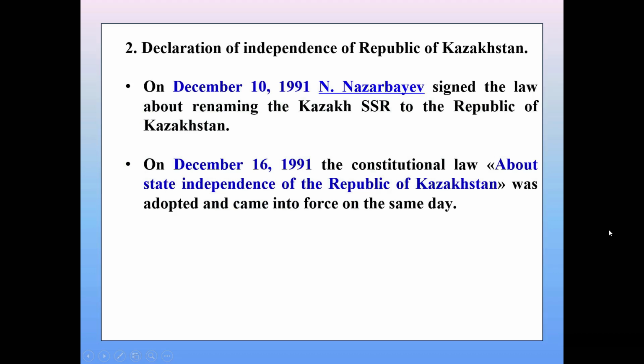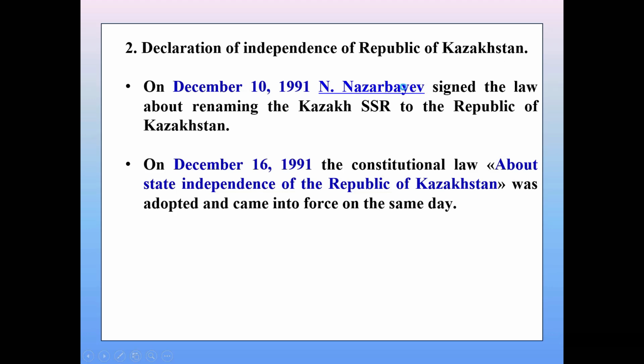So, one of the countries that emerged from the Soviet Union has been Kazakhstan. On December 10, 1991, Nursultan Nazarbayev signed the law about renaming the Kazakh Soviet Socialist Republic to the Republic of Kazakhstan. On December 16, 1991, the constitutional law about state independence of the Republic of Kazakhstan was adopted and came into force on the same day.